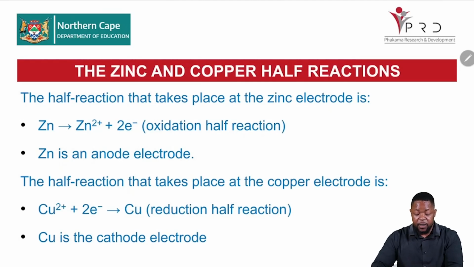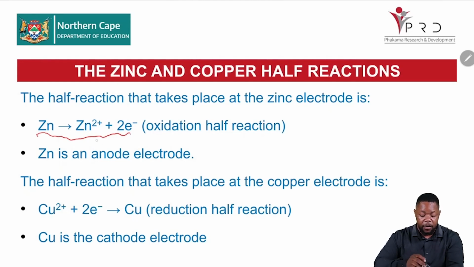The zinc-copper half cells, let's look at them as we have seen in the diagram that was indicated earlier. The zinc oxidation half reaction, we saw it earlier, is written here, and we can see that the oxidation number is moving from 0 to 2+. This indicates that there's an increase in oxidation number, which indicates that oxidation is taking place.